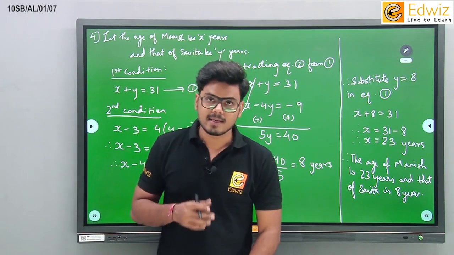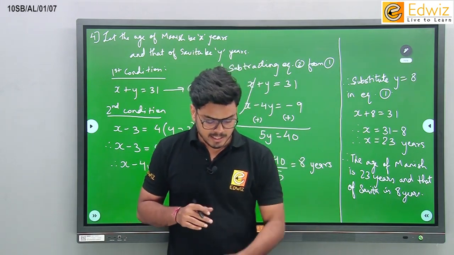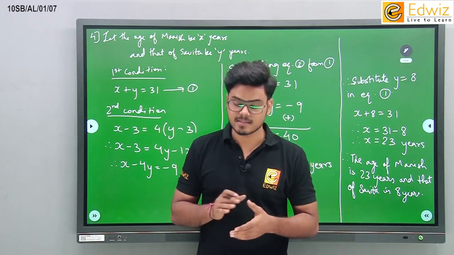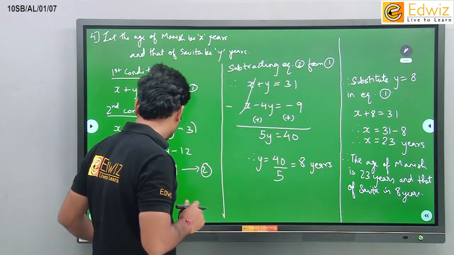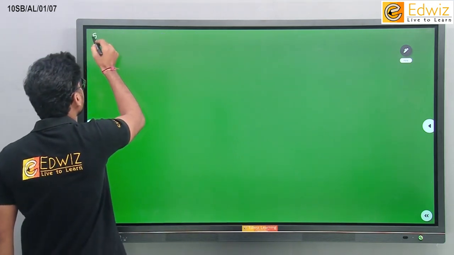Okay, students. Let us now move on to the next question. Question number 5. In a factory, the ratio of salary of skilled and unskilled workers is 5:3. Okay, let us go to the next page. We are discussing the fifth one.